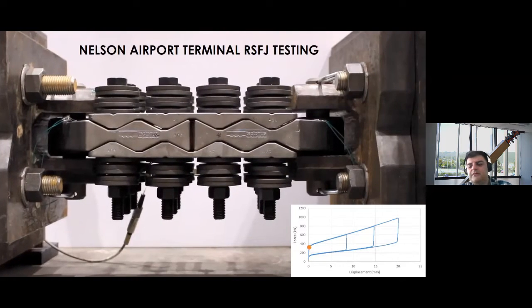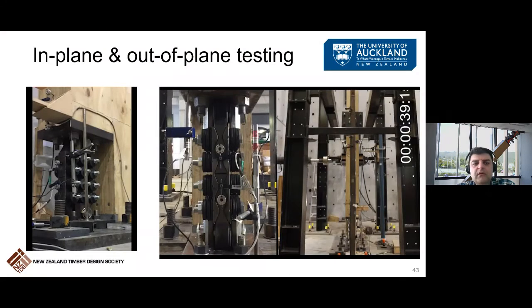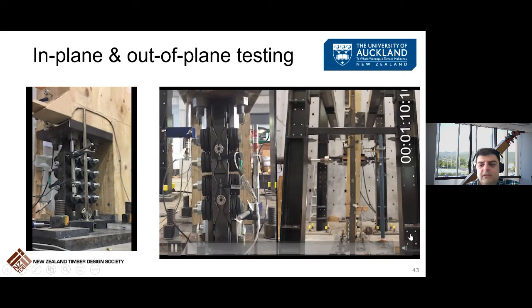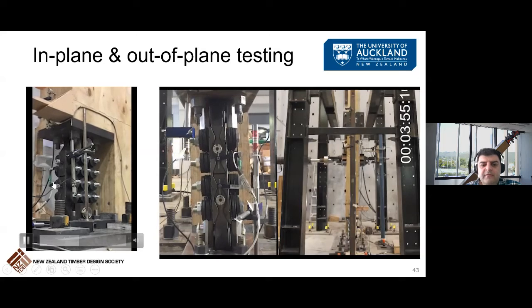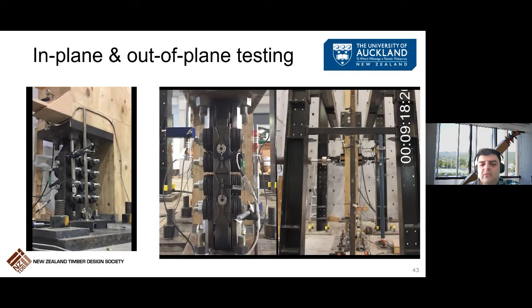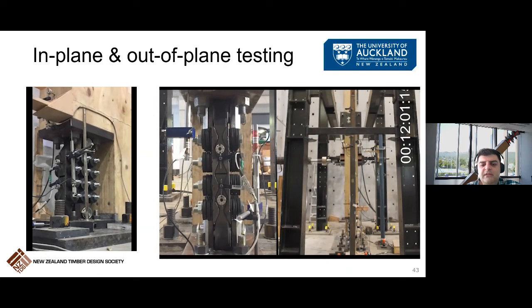This was also done at the University of Auckland. In-plane and out-of-plane testing of a rocking LVL wall where the units were being used as hold downs. On the left, you can see the in-plane performance, and on the right, you can see the out-of-plane performance. For the system to be able to accommodate out-of-plane movement, a swivel bearing, a spherical bearing, is used at the bottom of the device to make sure that it's a pinned assembly for in and out-of-plane connection.